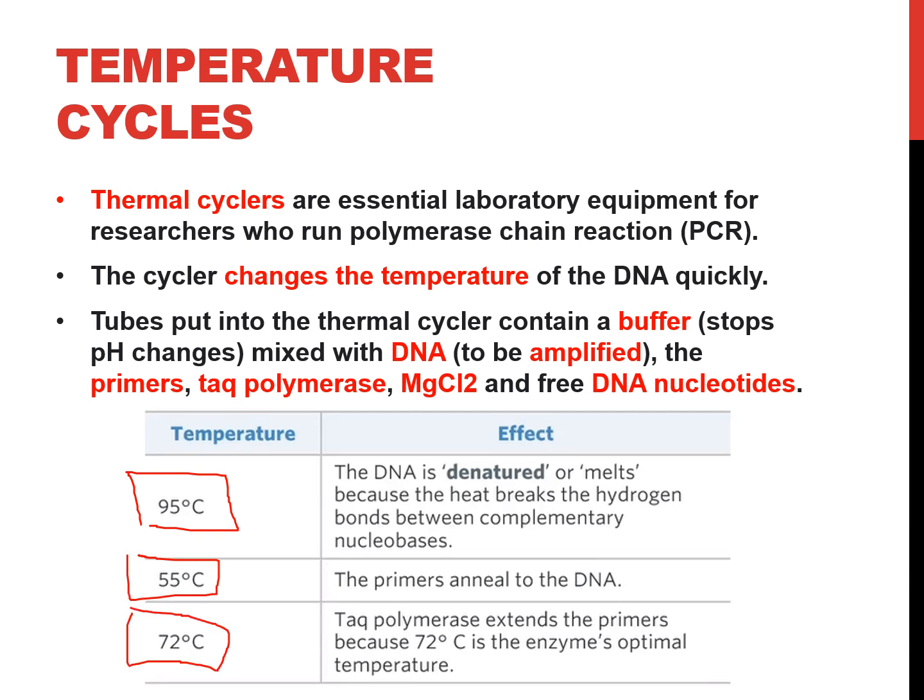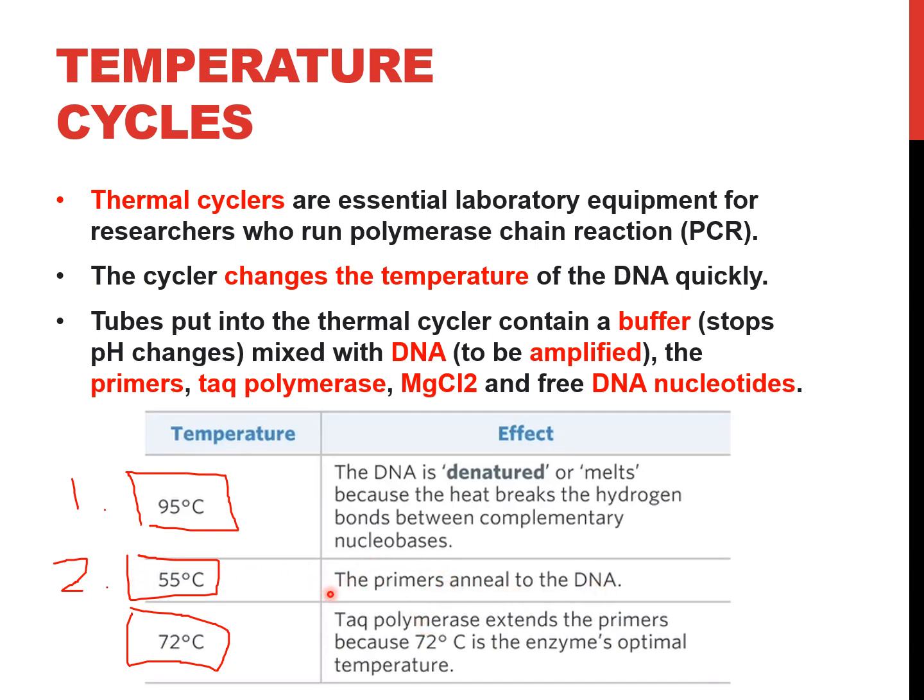The second part of this, and probably the most important, is the temperatures at which each step occurs. Step 1, if you remember, was denaturation. The DNA is denatured or melts because of the heat, and it breaks the H bonds between the complementary nucleotides. That occurs at around 90 to 95 degrees Celsius. Step 2, at 55 degrees, a lot cooler. That's the primers annealing to the DNA. So 55 to 60 or even 50, that's where the sticking of the primers to the DNA is.